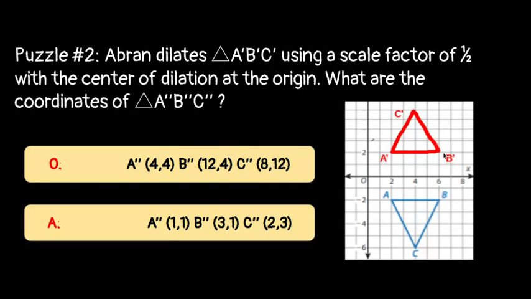We will do the same for B prime. So our B prime is at 6, 2. When we have 6 multiplied by our scale factor of 1/2, it is equal to 3. And 2 multiplied by our scale factor of 1/2 is equal to 1. Go ahead and do that same work to solve for C prime, which is located at 4, 6.